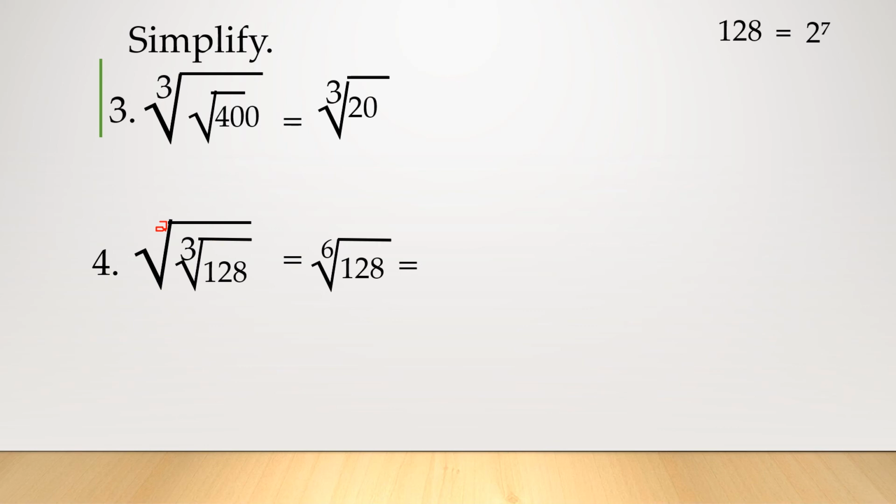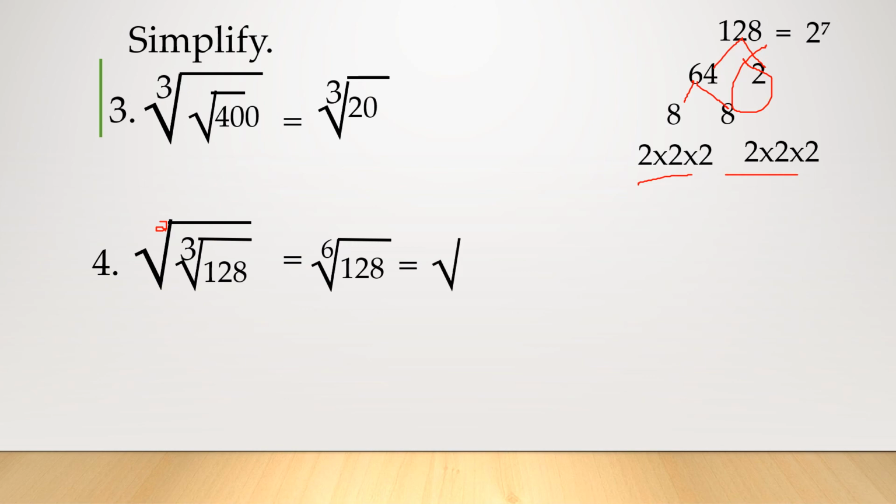128 actually is equal to 2 raised to 7. So I'm going to show you how. So let's have that 128, that is 64 times 2. And then let's have 64 as 8 times 8, right? And then, we know that 8 is 2 times 2 times 2. Another 8 is 2 times 2 times 2. And then, we have another one here. So, we have 3, 6, and 1, that is 7. So, therefore, that is the sixth root of 2 raised to 7.